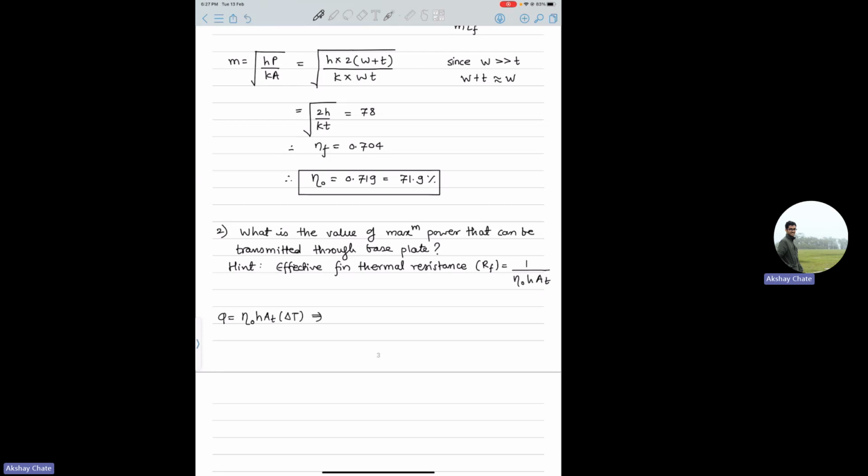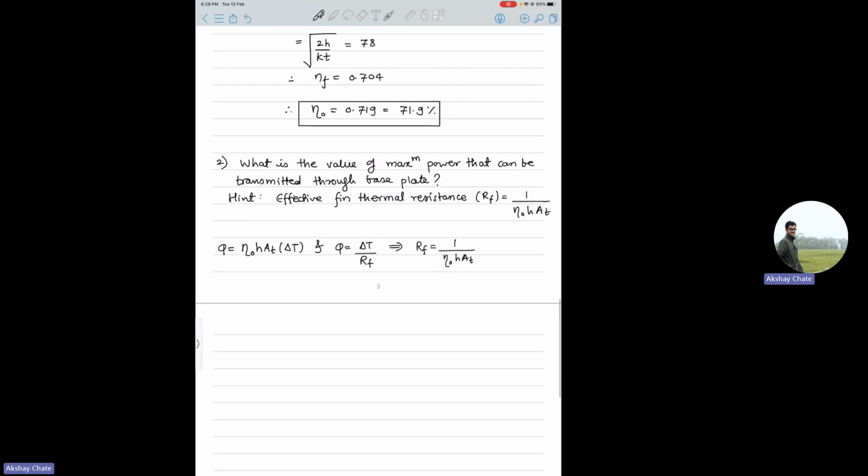And this is equivalent in terms of the thermal resistance network architecture, where you have Q equals delta T by R, thermal resistance for fins. If you compare these two equations, you will end up with the thermal resistance formula, which is in this form. The question has given the hint, but even if it is not given, you should know that this is the overall resistance for fins.